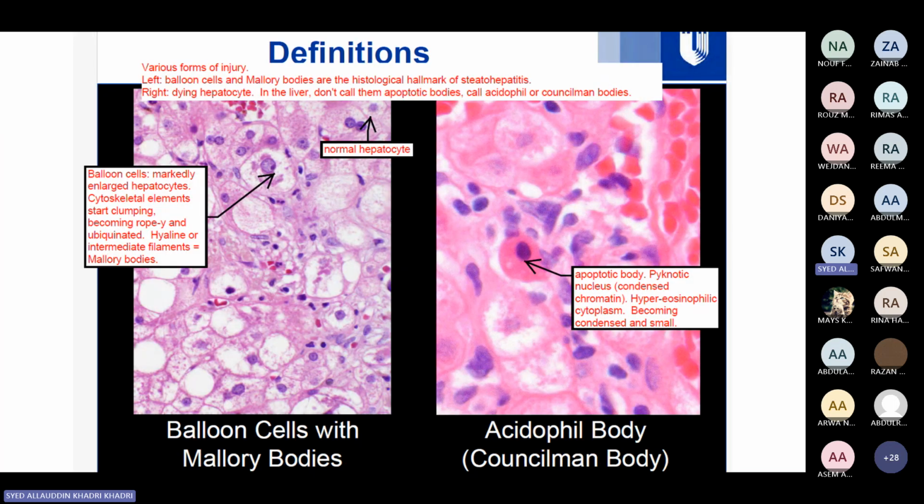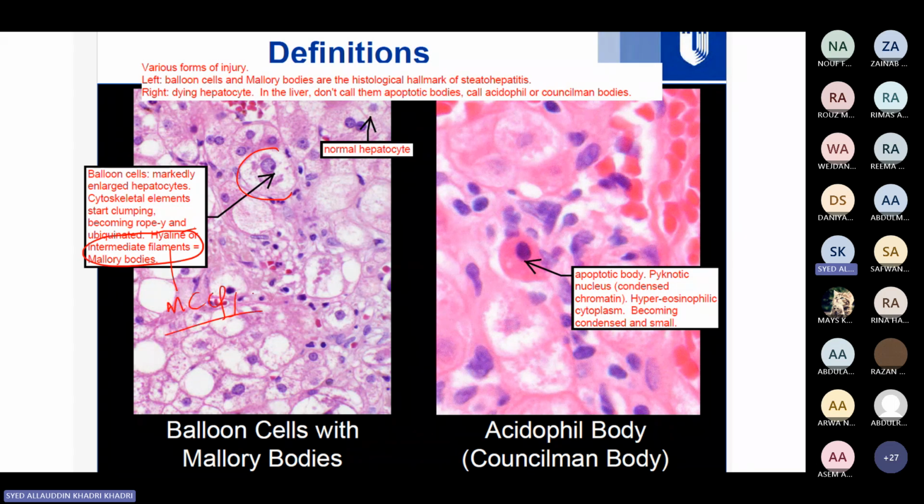Now you can see the balloon cells with Mallory bodies, especially Mallory-Hyaline bodies, at the level of alcoholism. You can see the balloon cells on the left side, markedly enlarged hepatocytes with cytoskeletal elements. They start clumping over here, and it becomes ubiquitinated to go for apoptosis, as well as decreasing in size for atrophy. So hyaline and intermediate filaments. Now this particular area, I'm just underlining, will come in the examination as an MCQ.